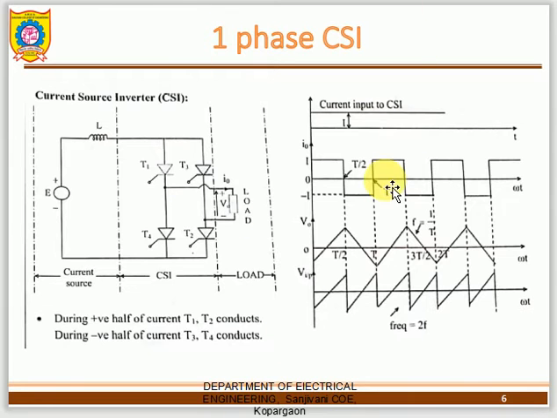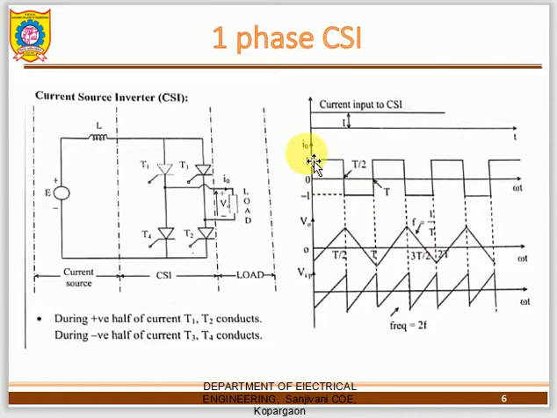So this is about the current source inverters. In the diagram, you have seen the same type of circuit diagrams. Here an inductance is connected in series with the source. An inductance connected in series with the source is called the current source.